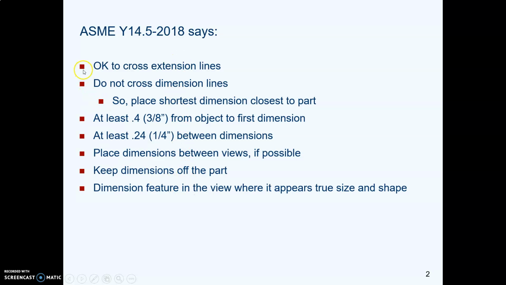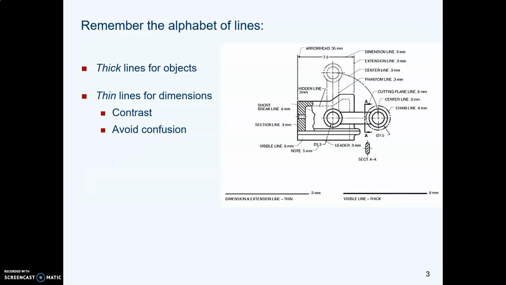And by the way, in your quiz for this time, I think the quiz has questions for the first 1, 2, 3, 4 points here. When we make dimensions, we put them on the dimension layer where the lines are thin, so that they look different from the object lines, which are thick.